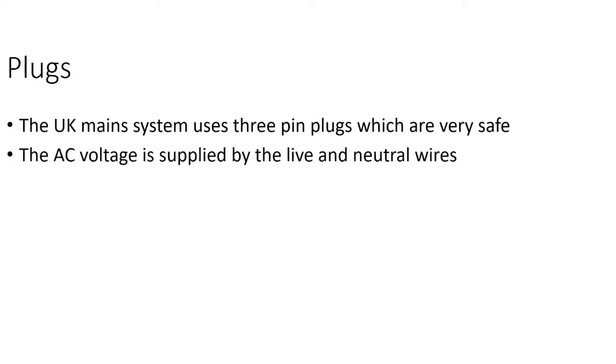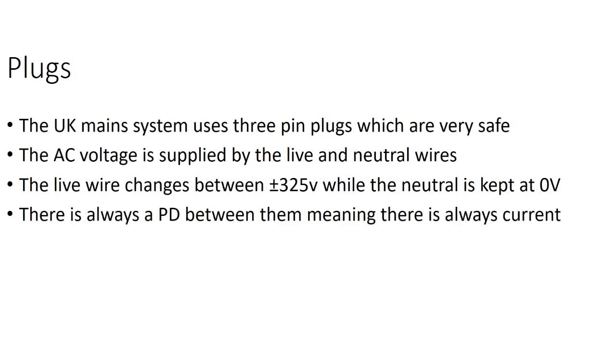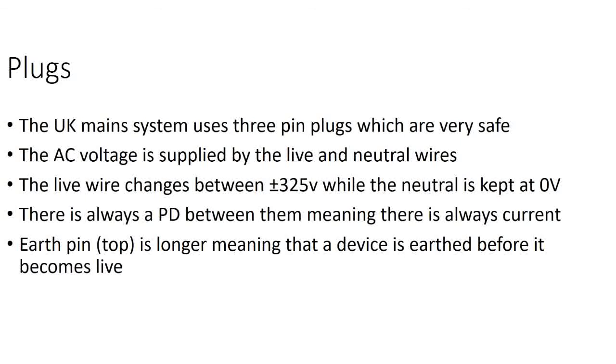The AC voltage is supplied by the live and the neutral wires. The live wire changes between plus and minus 325 volts, whilst the neutral wire is kept at 0 volts. Because there is always a potential difference between them, there is always current. The earth pin at the top is longer than the others, meaning that a device is earthed before it even becomes live.